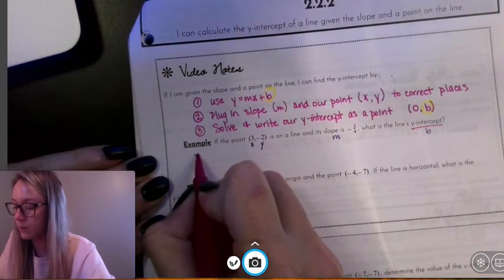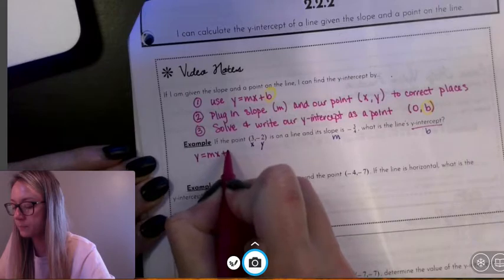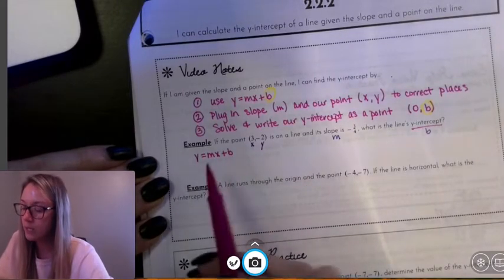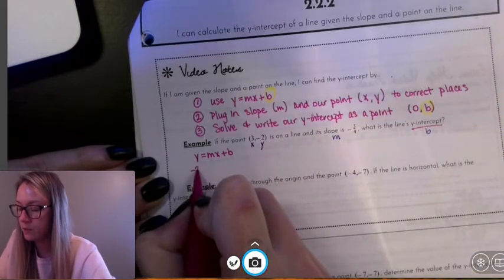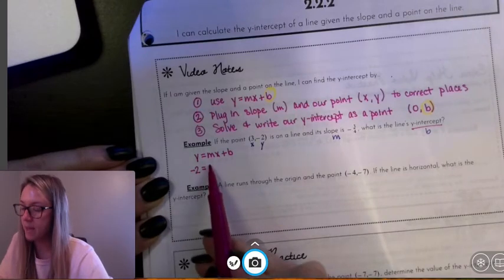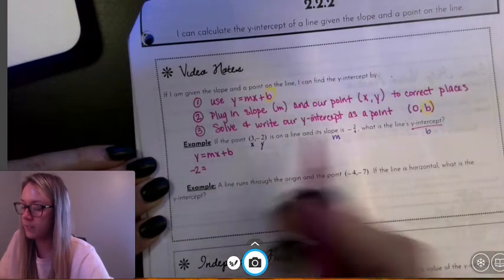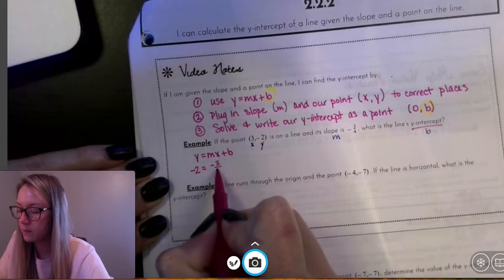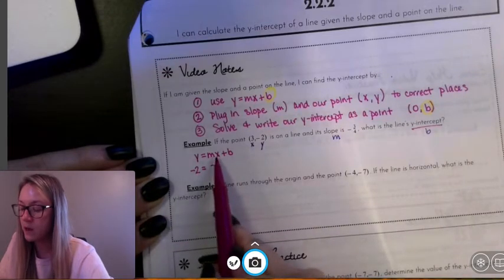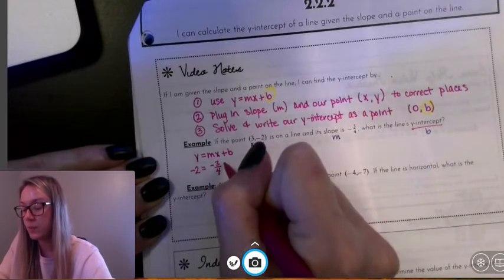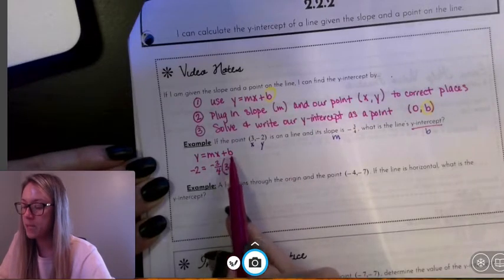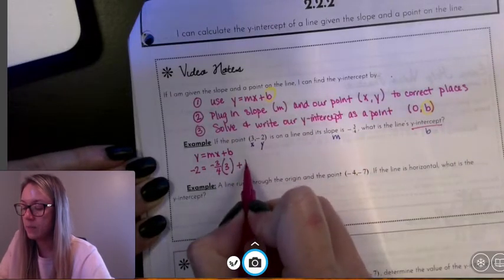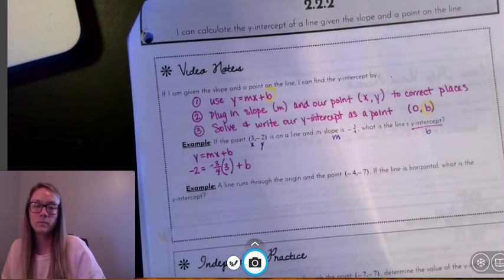Once everything is labeled, I'm going to plug it into my formula. So I'm going to start with y equals mx plus b. And then I'm going to plug in what I know. So my y I labeled right here, which is negative 2. So I have negative 2 equals my m, which is right here, my slope, negative 3/4. Then I have my x, and they are squished together, which means they're being multiplied. So I'm going to do parentheses, my x value, which is 3, and then plus b, and we don't know what our b is, so we keep it as the variable. So that's what it looks like when I plug them into the correct places.